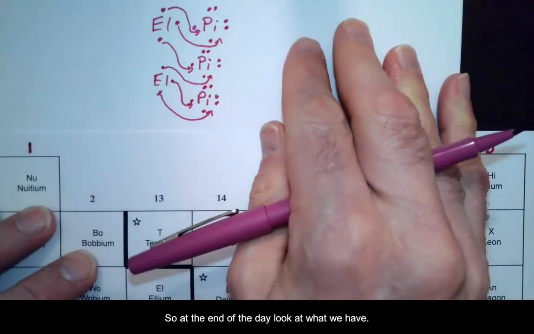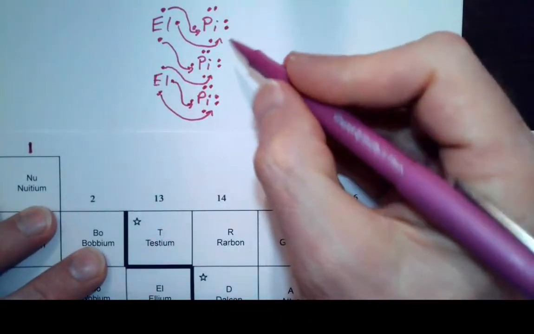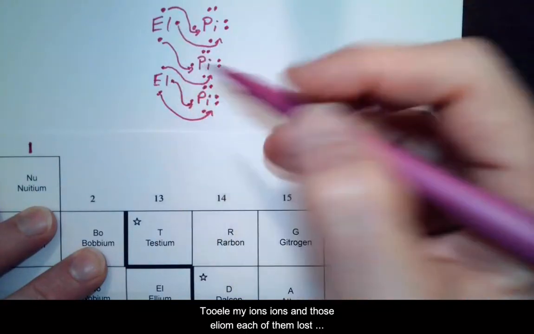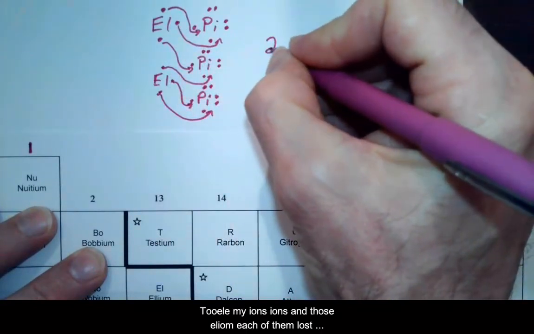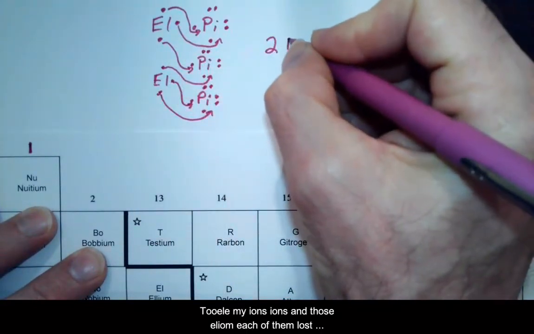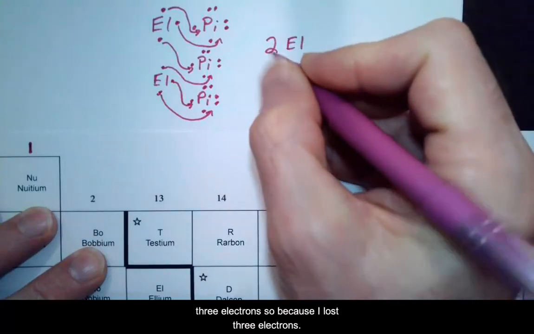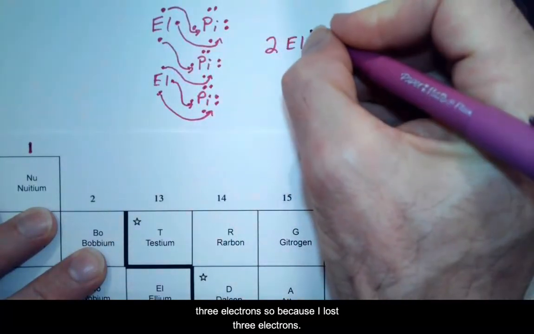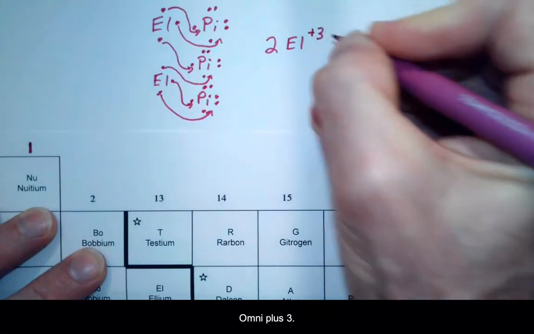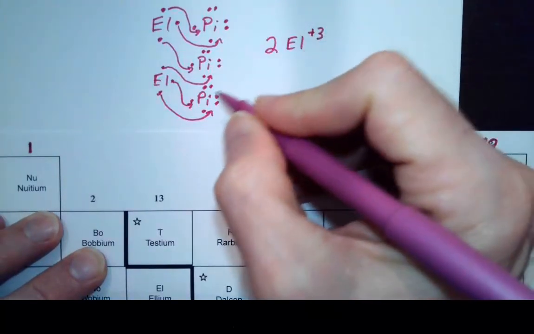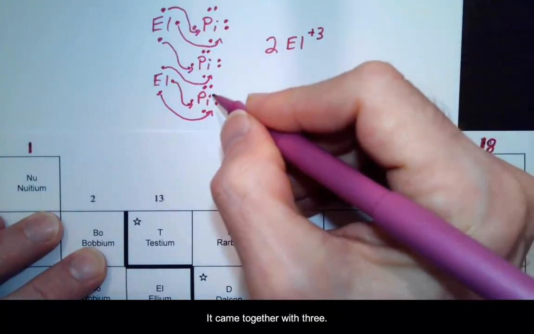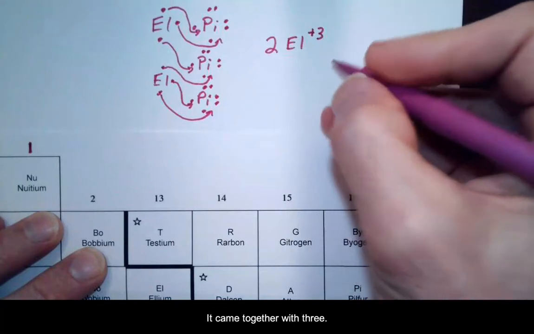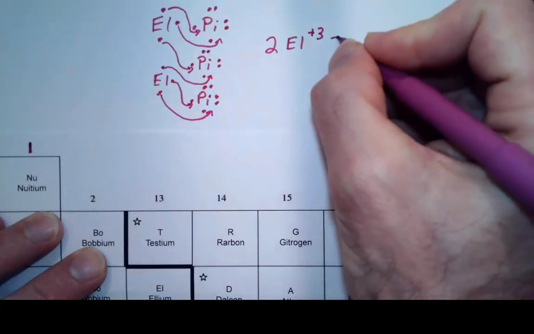So at the end of the day, look at what we have. We had 2 helium ions. So again, this is the Lewis dot structure, 2 helium ions. And those heliums, each of them lost 3 electrons. So because I lost 3 electrons, I'm going to be plus 3. And it came together with 3 Pilfers.